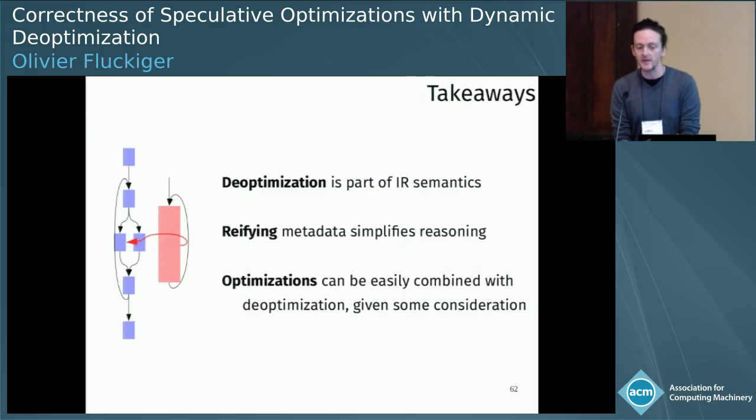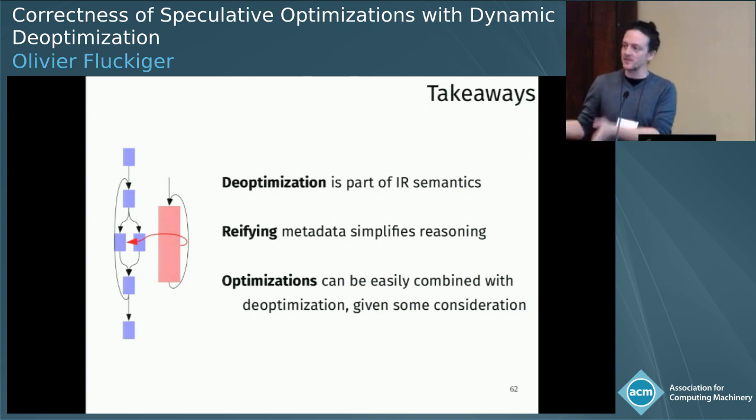So some takeaways. I think if you want to use speculative optimizations, you have to think of deoptimization as being part of the IR semantics. It can't be some mechanism on the side that is separate from your description of what the program is doing.